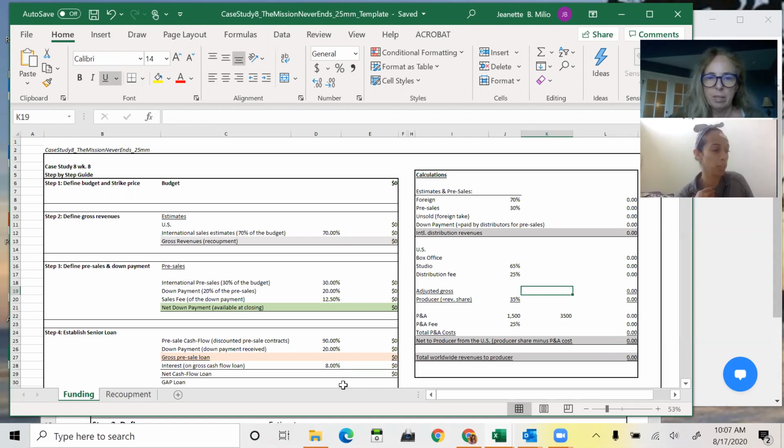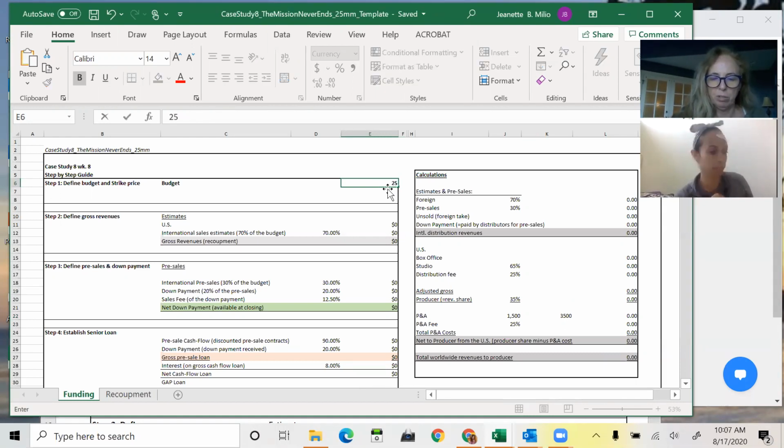So module 8, case study 8, kill me now, the mission never ends. Okay, tell me what the budget is. 25 million. All right, let's start there. Let's start with $25 million. I'm just going to put in the budget right now. Okay. $25 million.